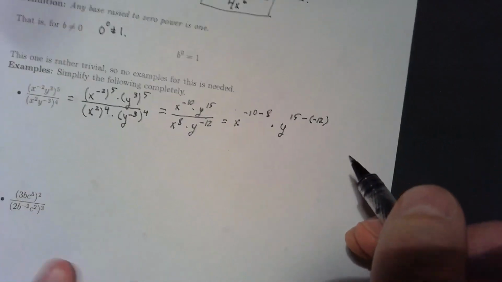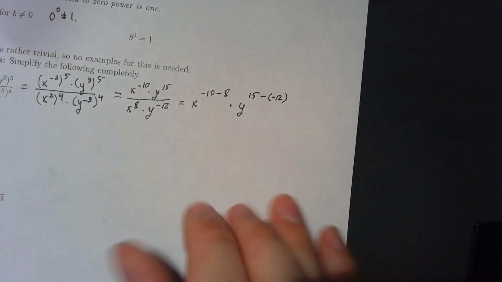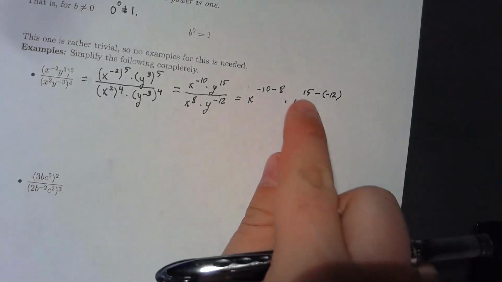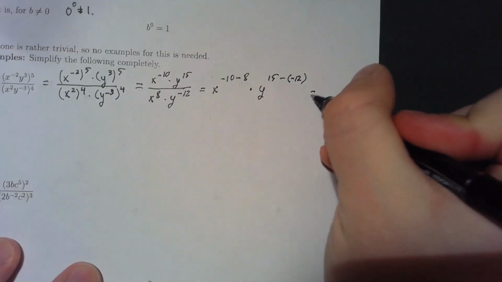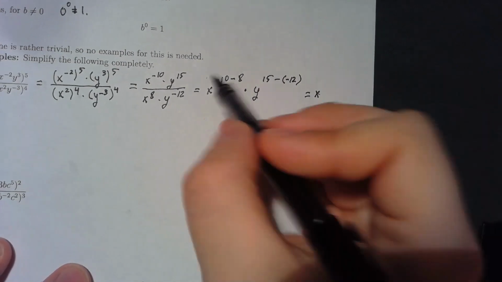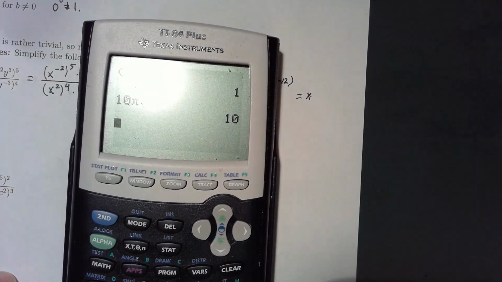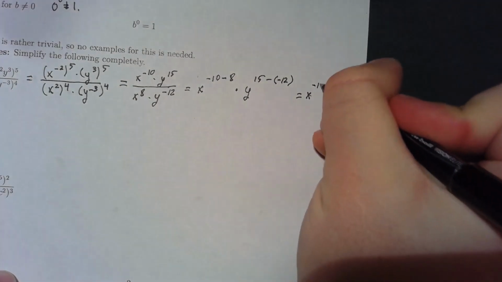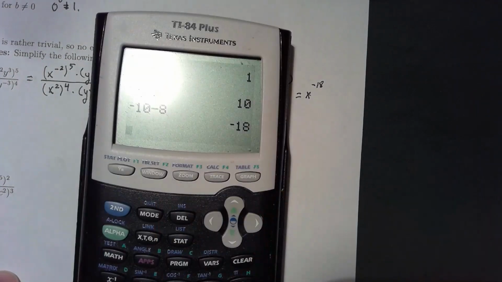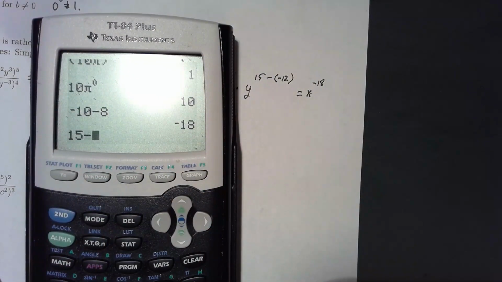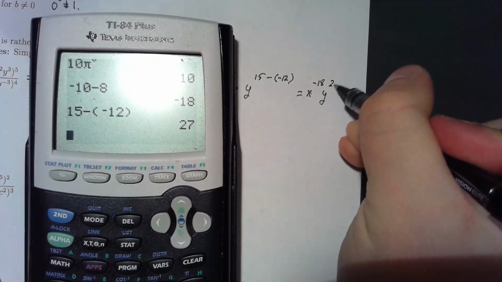So now, when I go through this, I can just do these subtractions here. So this is going to be x to what power? Well, it's negative 10 minus 8. Negative 18. And 15 minus, now I have a negative 12, so I'm going to put parentheses around the negative 12, 27. So that's going to be y to the 27th power.